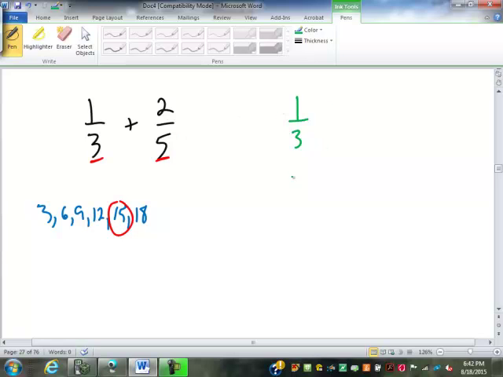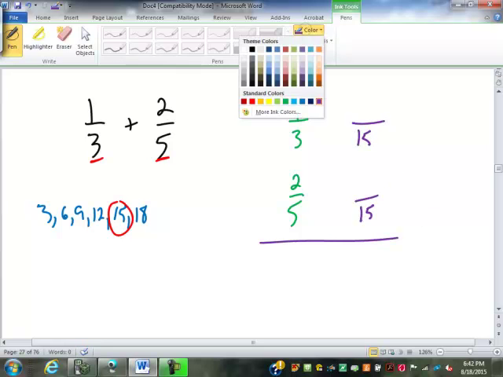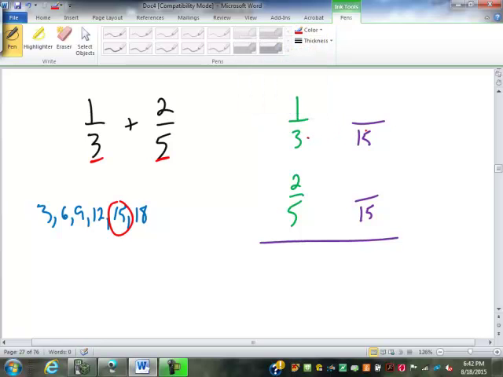Easiest if we set them up vertically. 1/3 plus 2/5. Our common denominator is going to be 15. So just like we just did, what do we multiply the 3 by to make it into a 15? 5. So 1 times 5 is 5. What's this going to become?